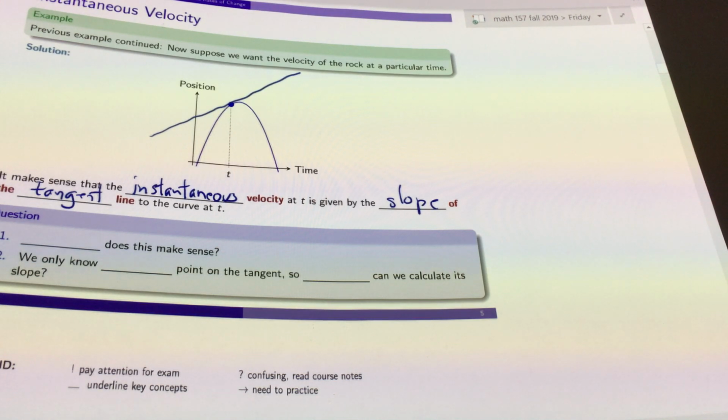In fact, if your curve is a displacement function, the instantaneous velocity, that is the usual velocity we mean, is the slope of a tangent. So you should ask, why does this make sense? We only know one point, so how do we get the tangent, how do we get the slope? This is precisely what we asked before.